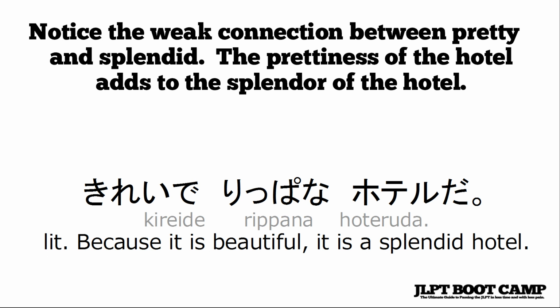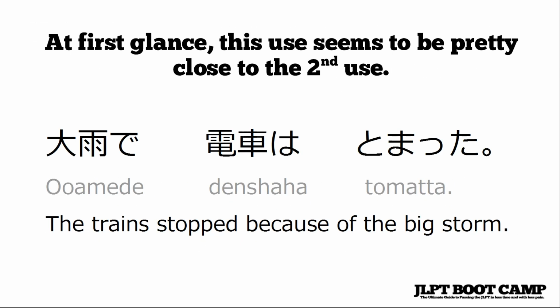And at first glance, this is kind of a weird use. At first glance, this use seems to be close to the second use, meaning with or by. It's very similar. So for example, if you look at this sentence, o ame de densha wa tomatta. The trains stopped because of the big storm. You could also translate this as with the big storm, the trains stopped, or by the big storm, the train stopped.